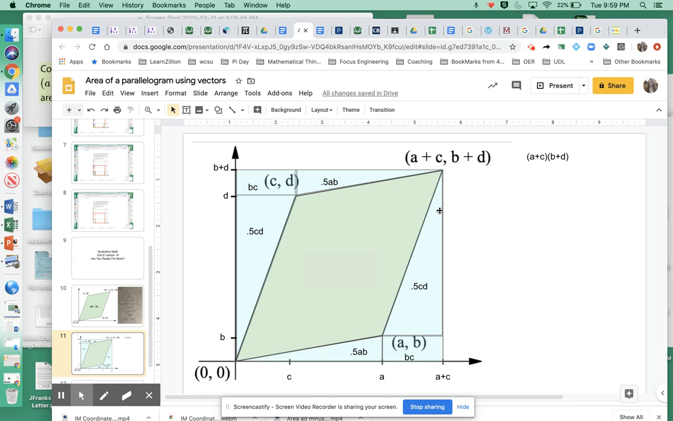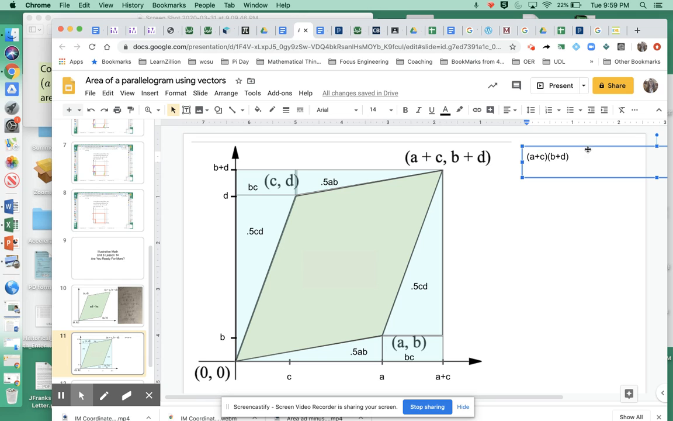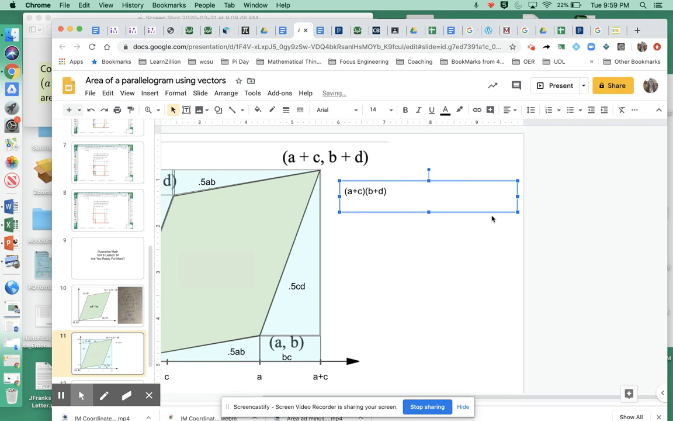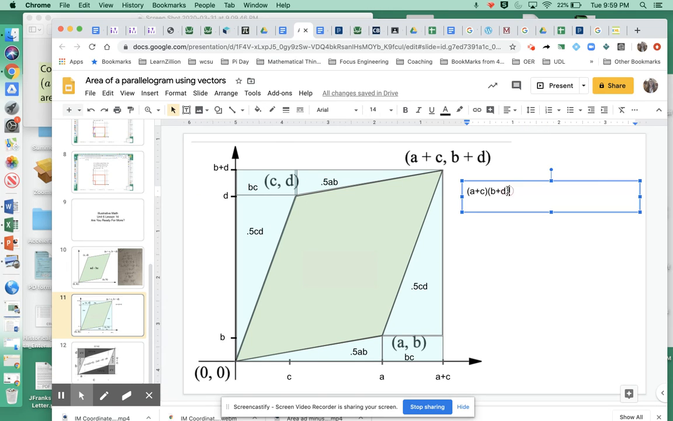I know now that my big rectangle is A plus C times B plus D. Well, then the parallelogram has to be equal to A plus C times B plus D minus 2 times BC, because those are the two little rectangles, minus AB, because that's the 0.5 AB and the 0.5 AB, and then minus CD, because that's the 0.5 CD and the 0.5 CD.